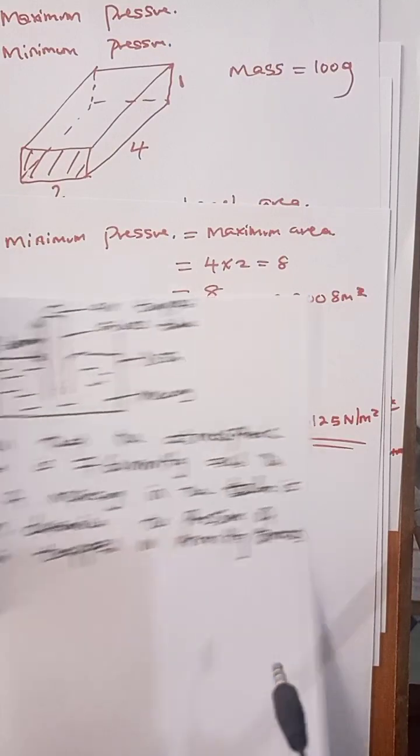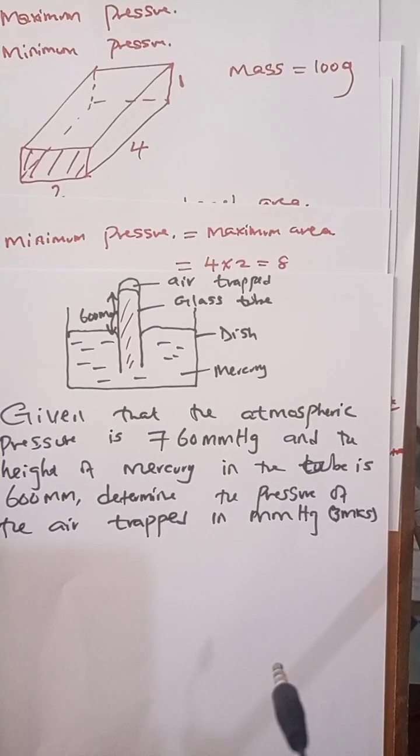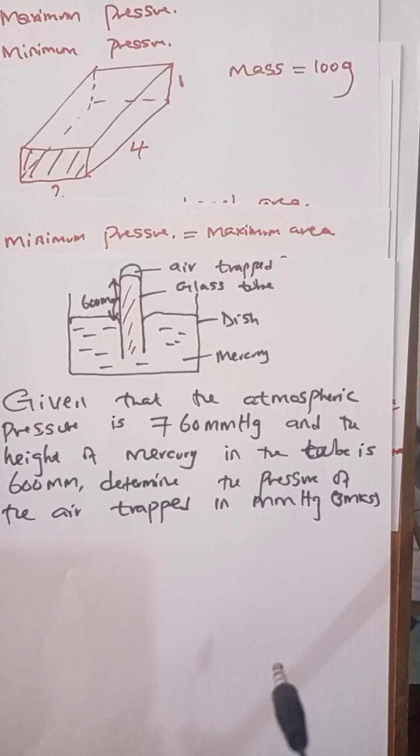Another question that applies the same knowledge, we are given that atmospheric pressure is 760 millimeters of mercury, and the height of the mercury in the tube is 600 millimeters. We are required to determine the pressure of the air trapped, in millimeters of mercury.